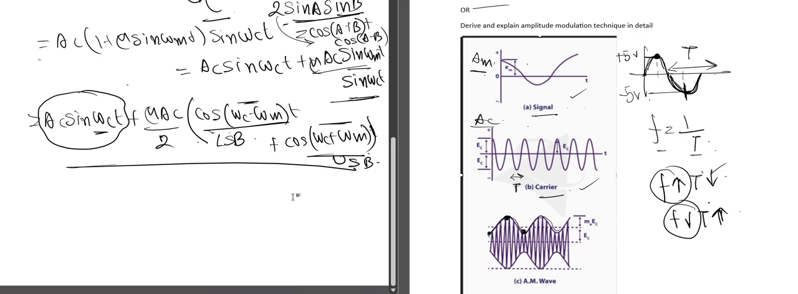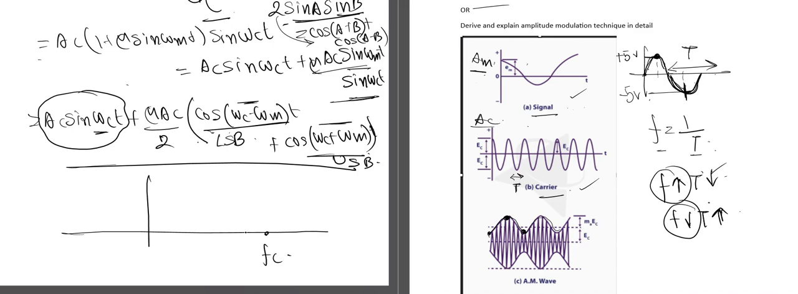So if we draw the spectrum of it, we will get, suppose this is f_c, which is the carrier frequency, this is f_c plus f_m, and this is f_c minus f_m.